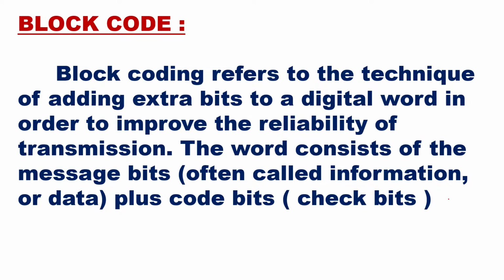And to do that, at the transmitter only, we are going to add some extra binary bits to the information bits. Okay. So the word consists of the message bits, that is the information bits, plus the code bits, which are called check bits. So the combination of message plus extra bits, that is information plus check bits, or you can call it message plus code bits. So information bits, and along with information bits, you will be having certain code bits. So that we are going to send from the transmitter.